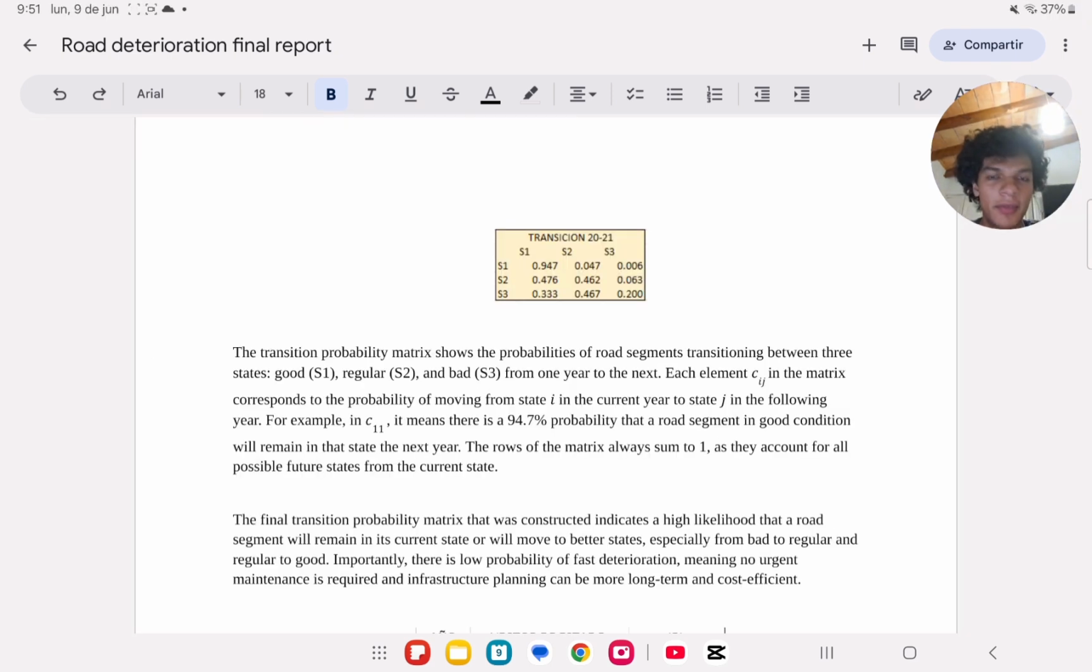This is basically the result, and we can see the probability of the road going into the state in the column, like S1. For all the roads that are in quality S1, what probability they have to stay the same or to change. For example, it has a 94% probability to stay in S1, 4% basically to go to S2, and less to go to S3, and that for each category of road, whether it's good, regular, or bad.